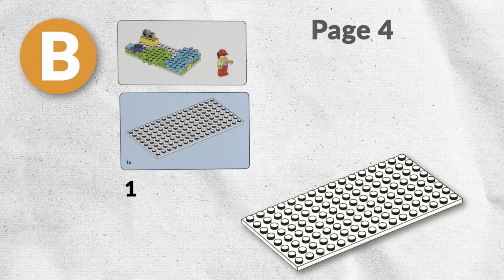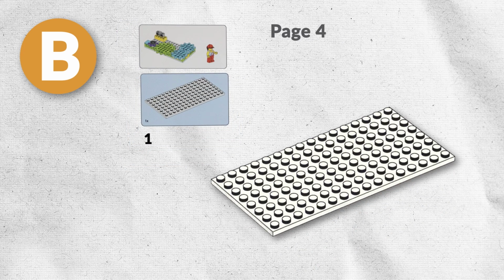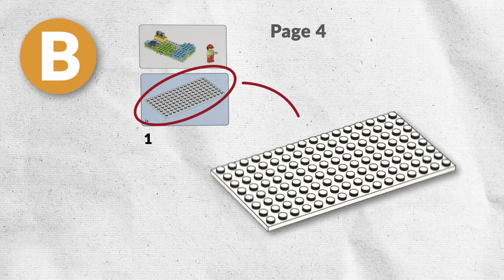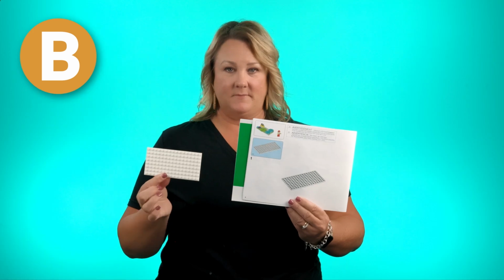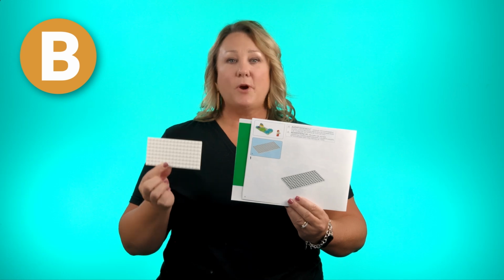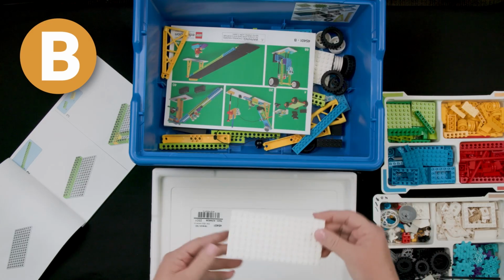Partner B, I would like for you to reach inside of the blue box, and grab out the white rectangle platform that is in the bottom of the box. Now it may look as though it's gray, but it is actually white. This is what it looks like. Partner B, could you please place this on the tray?